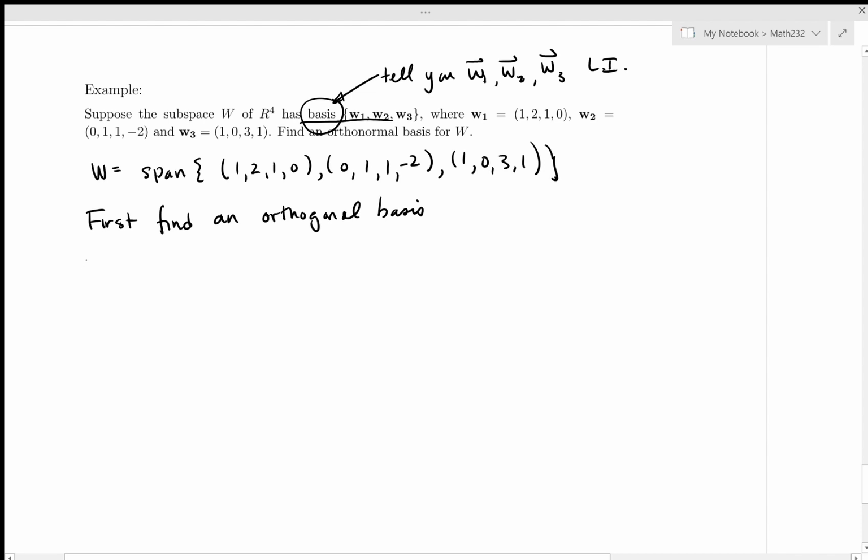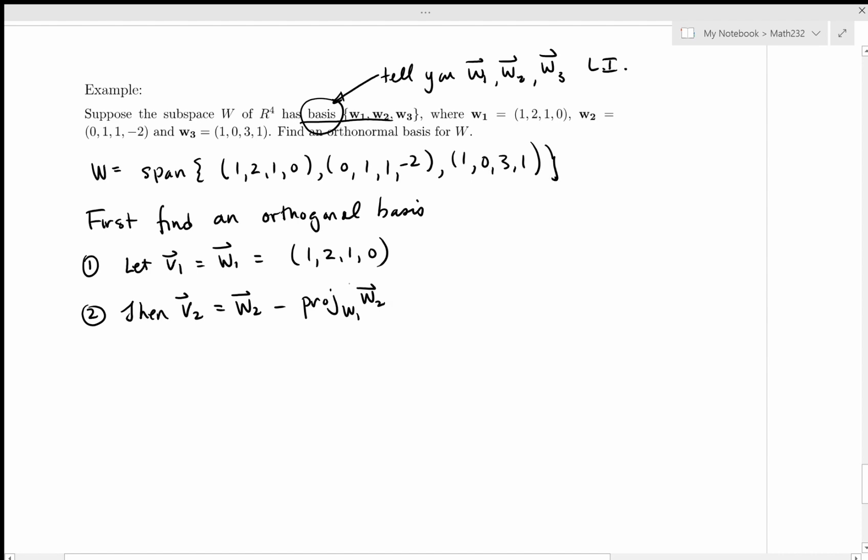Okay, so we start the procedure. Step 1, let V1 be equal to W1. So now we've identified V1. There it is. That's not too hard. Then V2 is equal to W2 minus the projection onto W1 of W2. And how do I calculate that? That looks like this: W2 minus W2 dot V1 divided by the norm of V1 squared, times V1. All right, so now we have all the things we need to calculate V2. So let us write out what those things are.